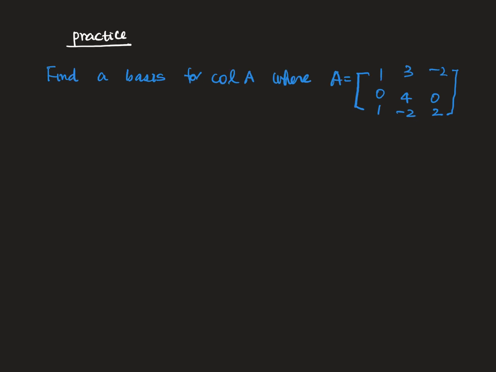When you have reduced echelon form, it's very easy to find the basis for the column space. For example, if we don't have reduced echelon form, here's matrix A and we want to find the basis. As in the previous example, the column space of A is the span of the column vectors A1, A2, A3. It's very hard to find which column is a linear combination of the others, so we have to reduce this matrix to reduced echelon form.